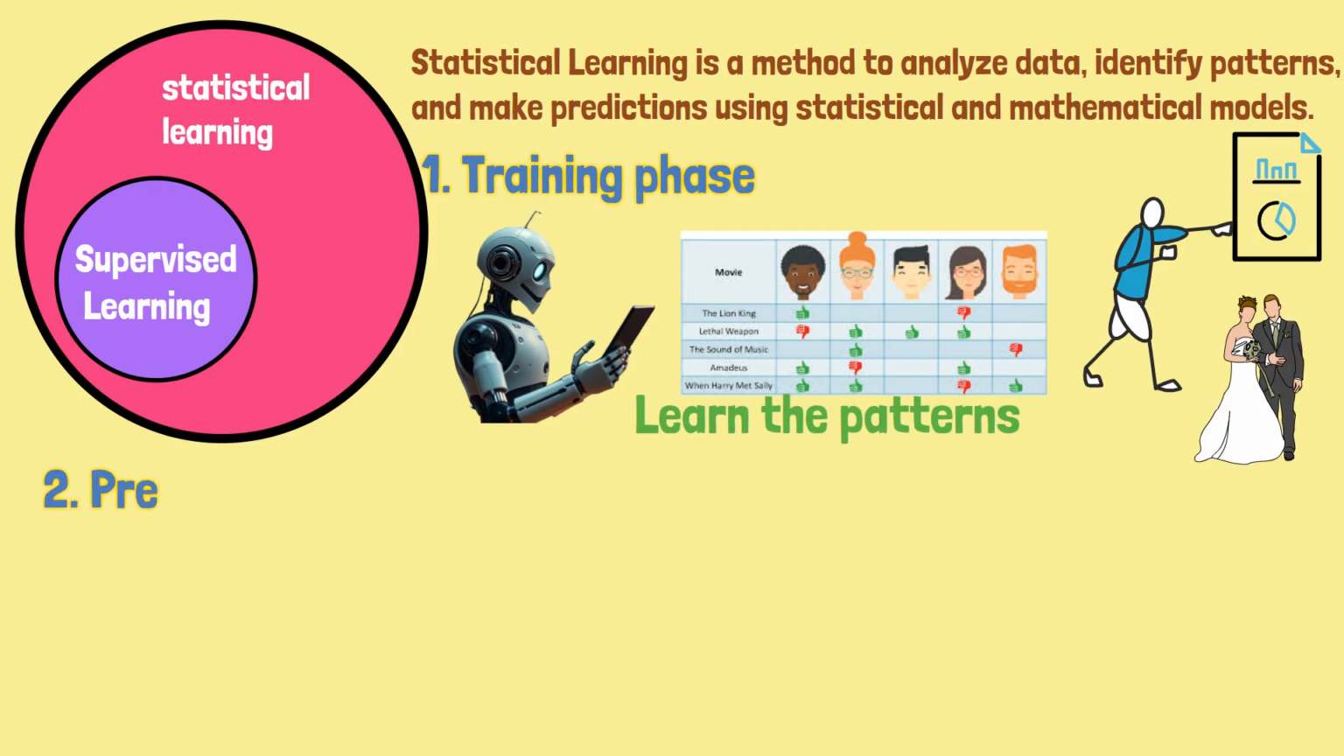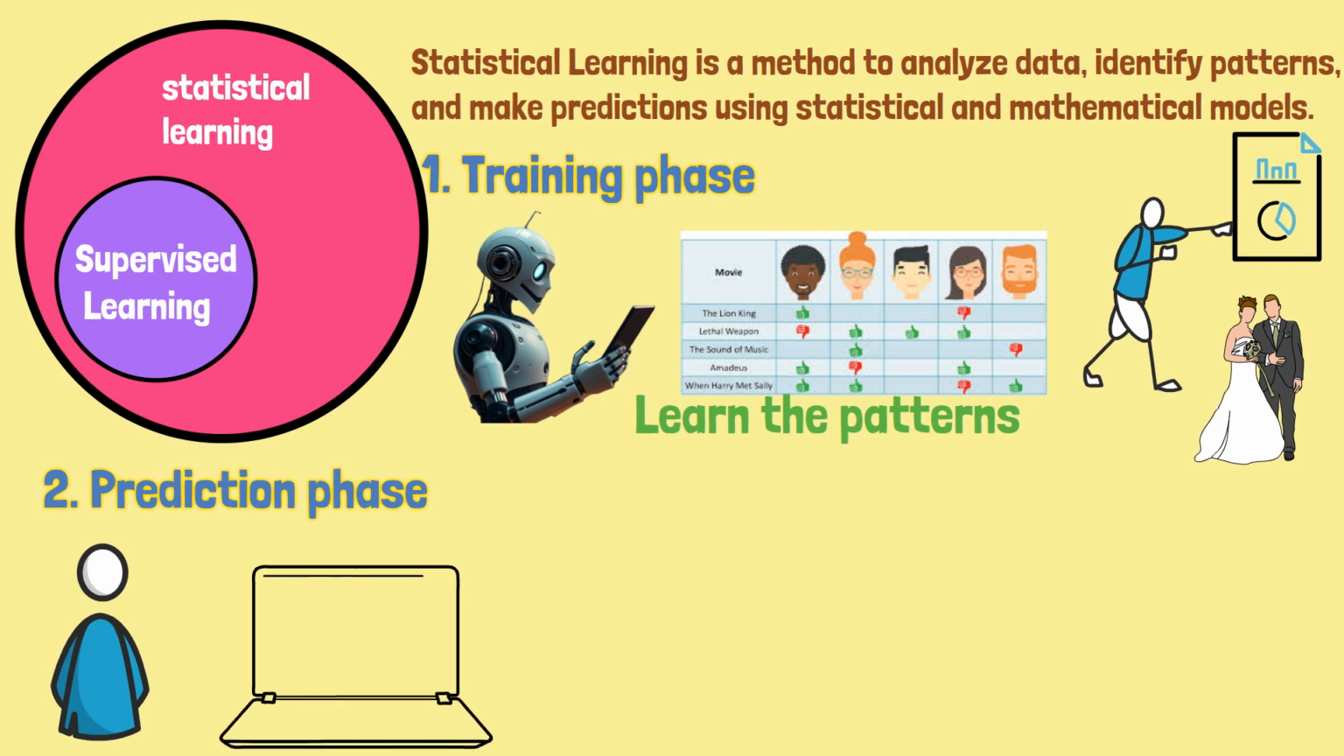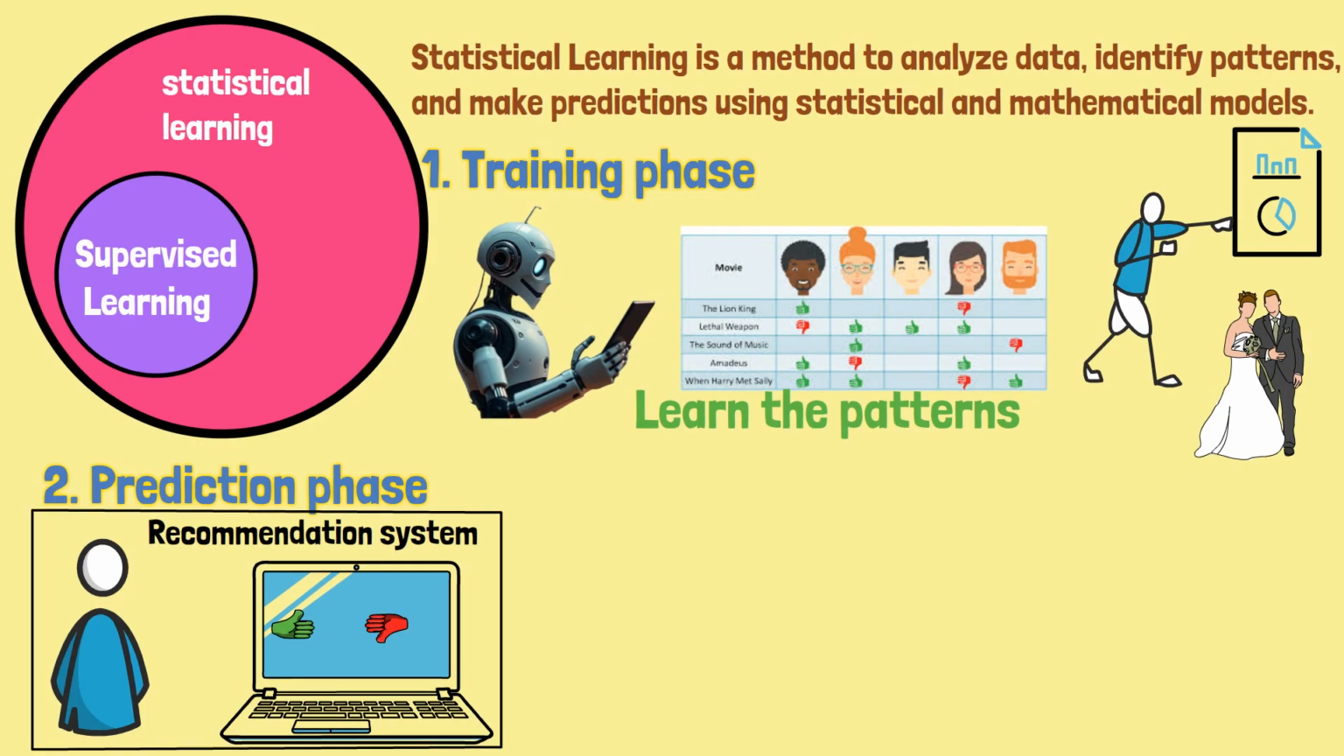Prediction phase: now, the computer gets a new user who hasn't rated any movies yet. Based on what it learned from the previous data, it predicts which movies the new user will likely enjoy, maybe suggesting Mad Max for an action lover.